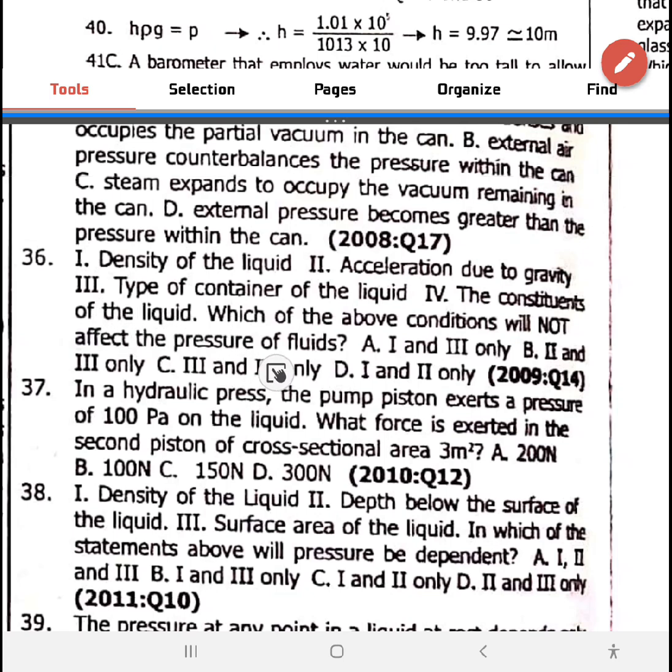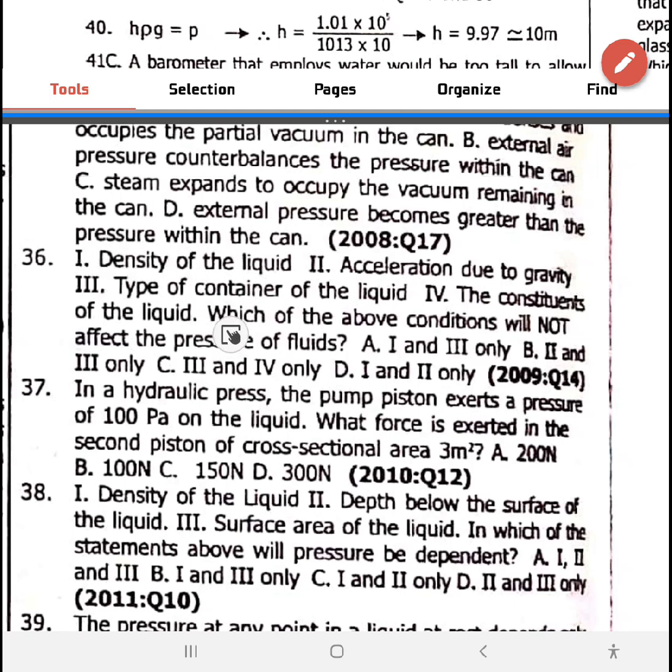Which of these conditions will not affect the pressure? So the most likely answer here now, let's go. There's I, density of the liquid, and I. The major one is the type of container. I think this question is framed wrongly. Or probably the options are placed wrongly. It's supposed to actually be this one, the container, because the other ones will affect it.